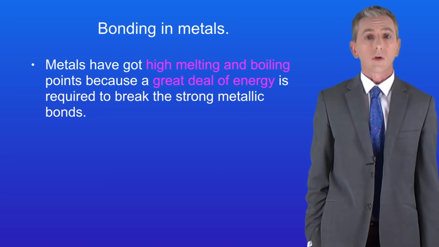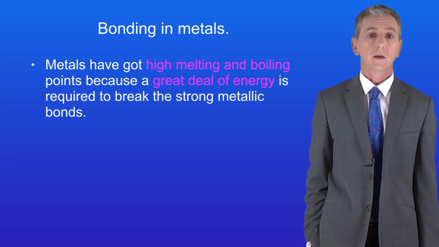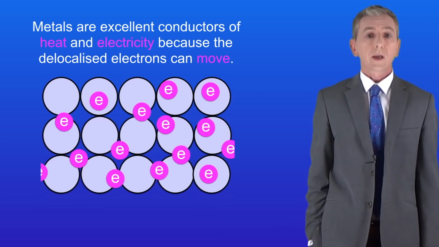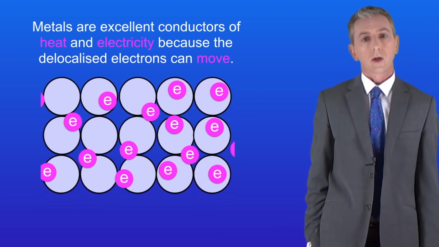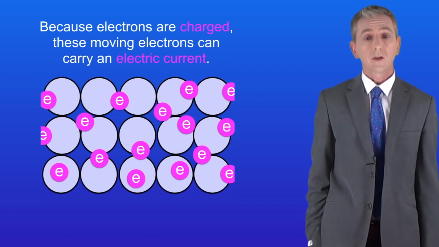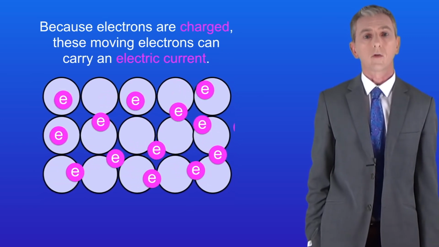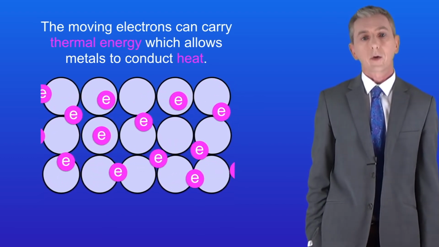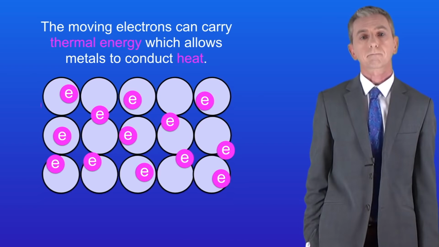The delocalized electrons also explain another property of metals. Metals are excellent conductors of heat and electricity. That's because the delocalized electrons can move. Because electrons are charged, these moving electrons can carry an electric current. Also, the moving electrons can carry thermal energy, which allows metals to conduct heat.